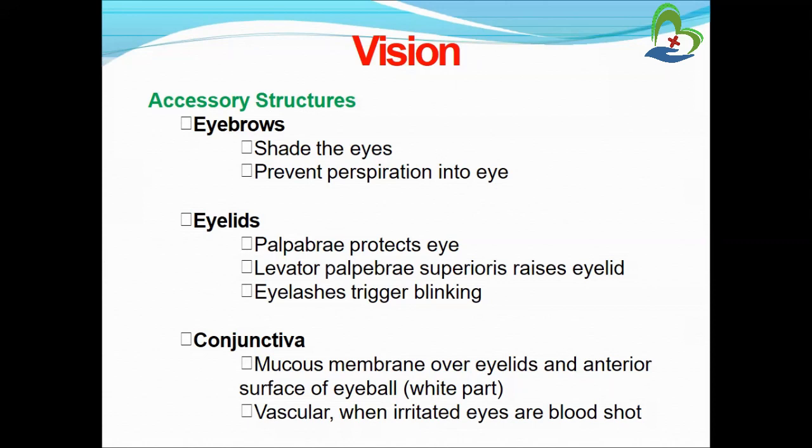Okay, next, that is the conjunctiva. It is a mucous membrane over the eyelids and the anterior surface of the eyeballs. That is the whitish part. It is vascular, so when irritated, the eyes are bloodshot. When our eyes are bloodshot, it is the vascular portion of the conjunctiva. These are all the accessory structures of the vision.